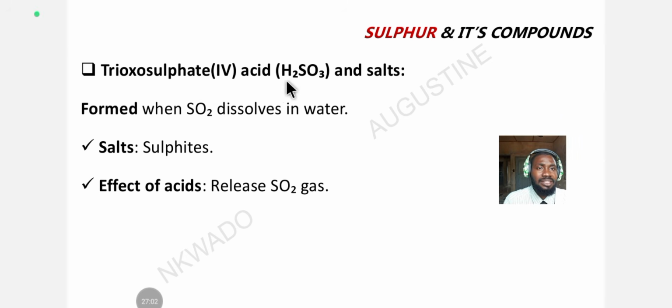Triazosulfate 4 acid and salts. How is triazosulfate 4 acid formed? It is formed when sulfur 4 oxide dissolves in water.